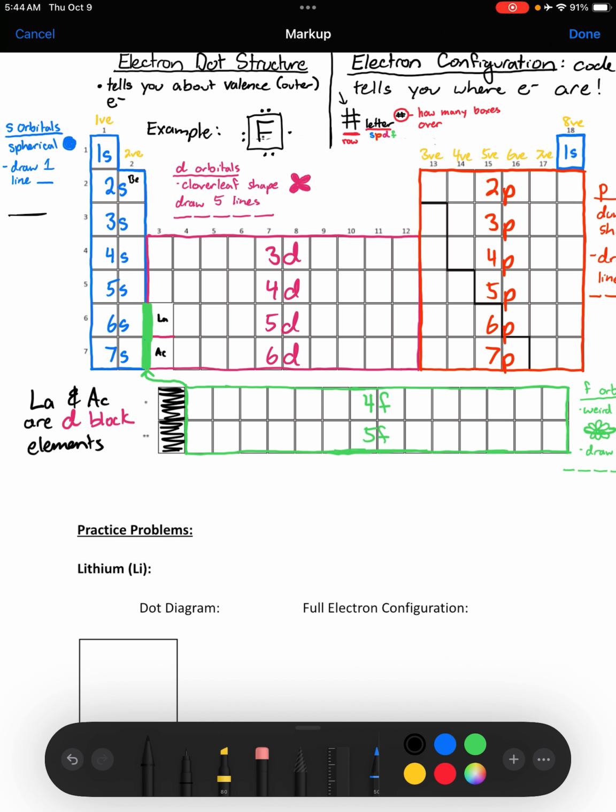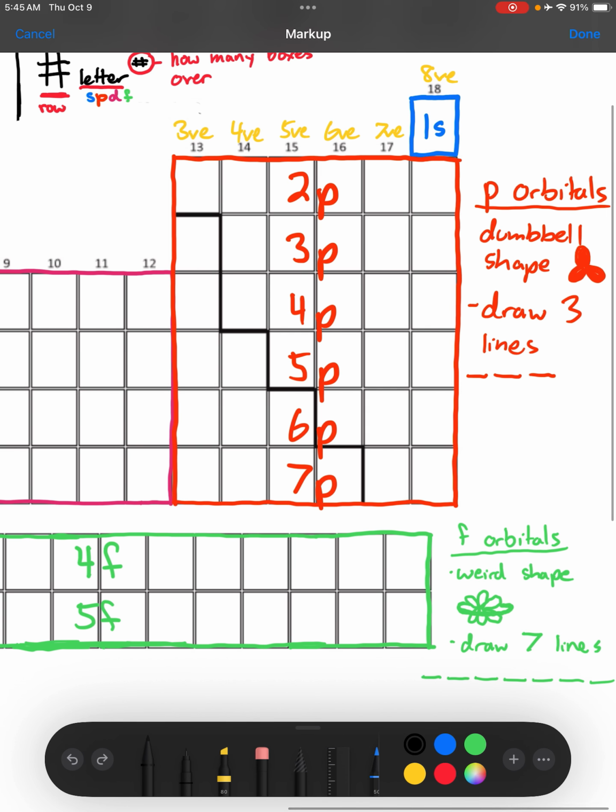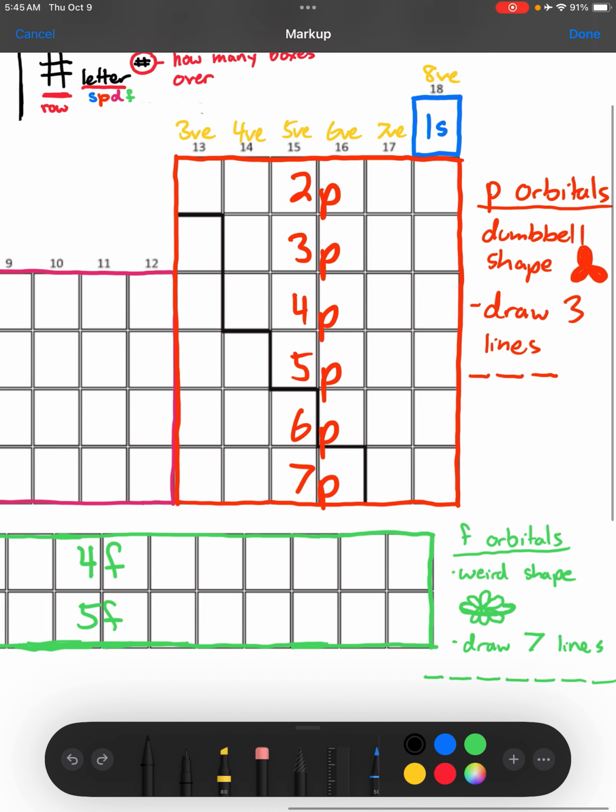S, over here, those are spherical orbitals. They are rounded, and they only contain 1 orbital space per row, right? So if we're going to draw out an orbital diagram, you would specifically want to draw 1 line for that. P orbital spaces over here are kind of weird. They're a little dumbbell shaped, and per row, there are 3 of those dumbbell-shaped p orbital spaces, so you would draw 3 lines in an orbital diagram.